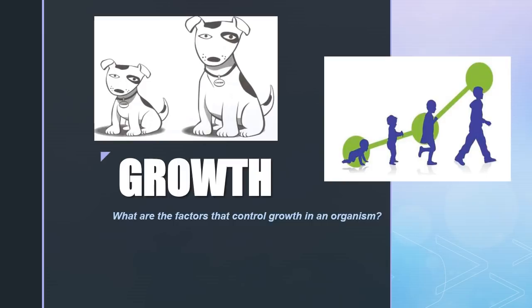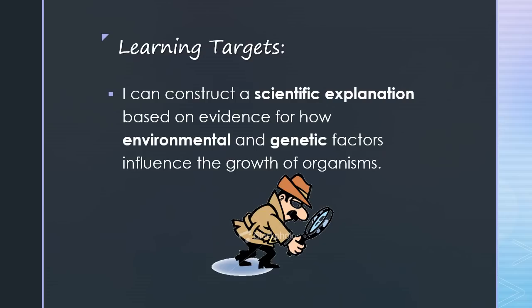Growth. Let's summarize what we have learned about growth and revisit this puppy scenario. Your learning target for the lesson is that you can construct a scientific explanation based on evidence for how two things, both environmental and genetic factors, influence the growth of organisms.